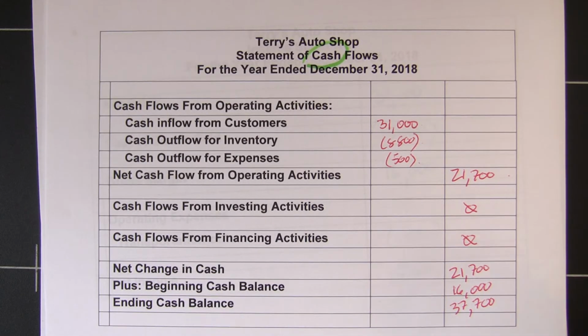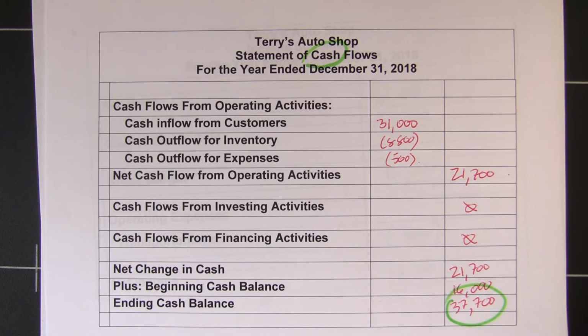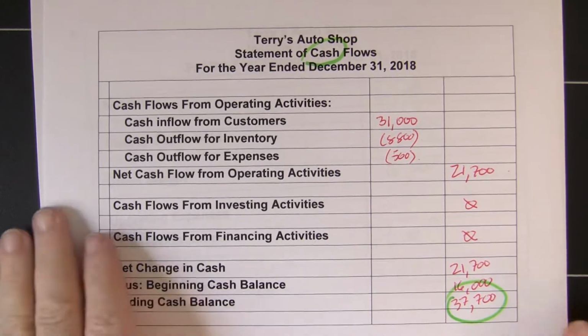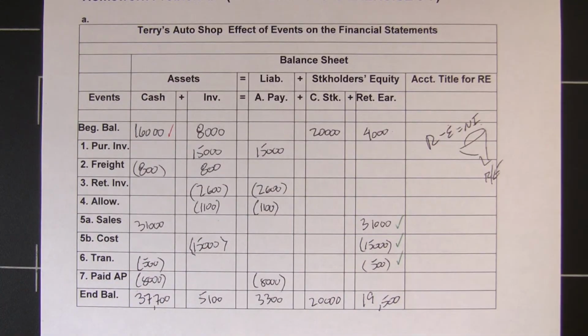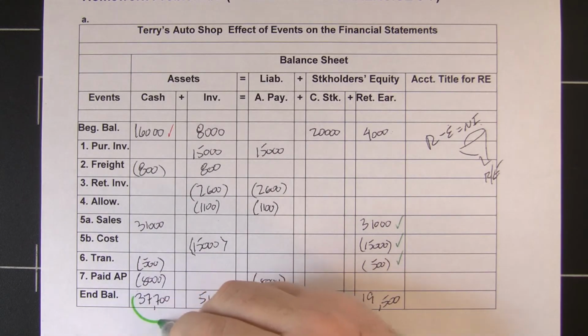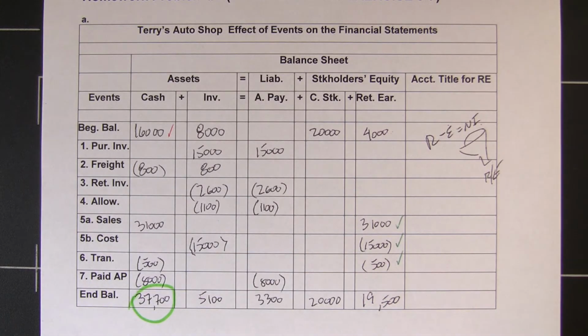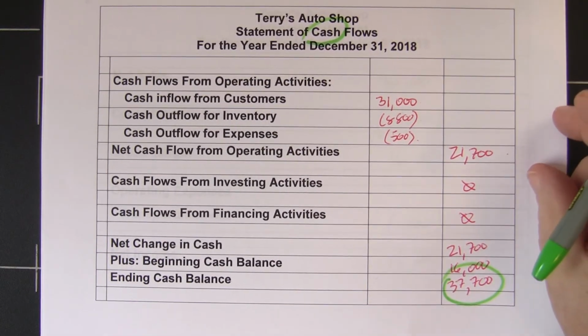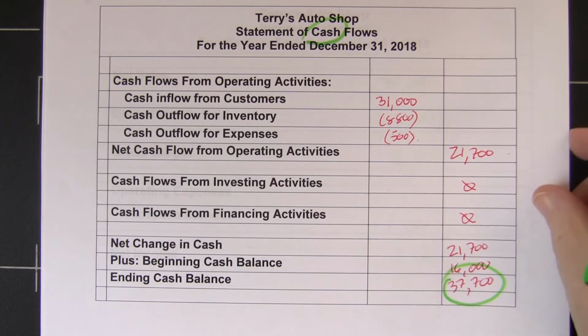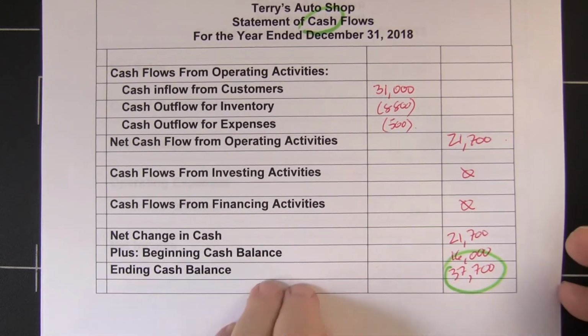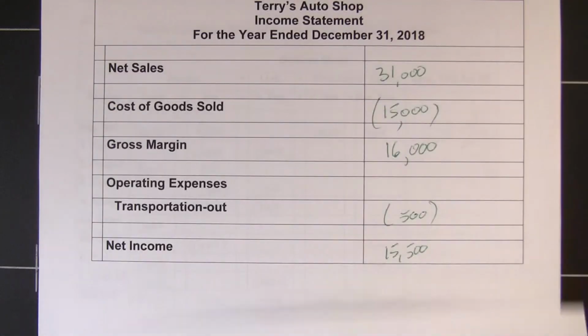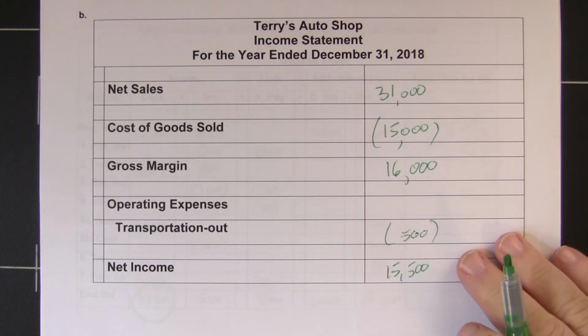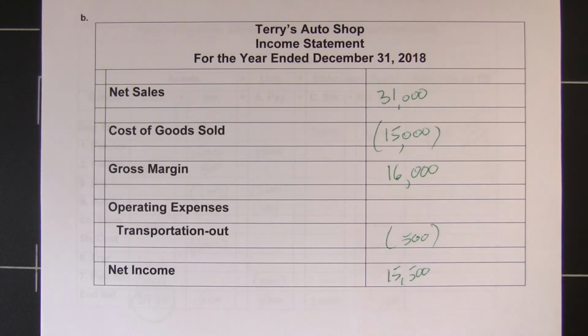I want you to see something. 37,700. Look at how we started. When we added up all the cash in and out, 37,700. That brings us to the next thing. Why is there a difference between net income and cash? Well, net income looks at everything you did, whether you got paid for it or not.